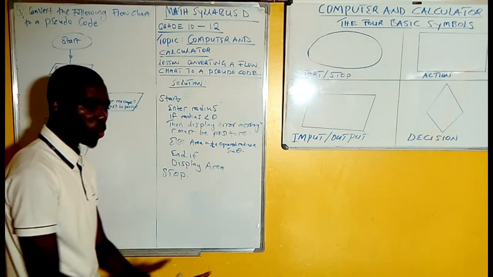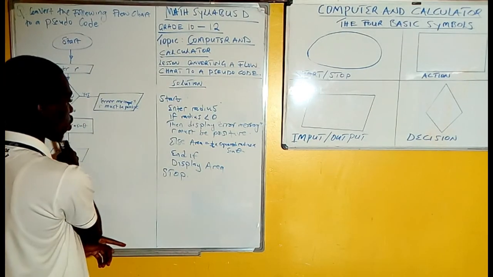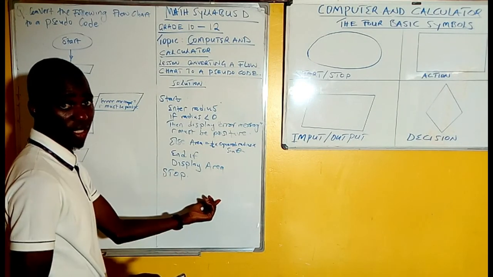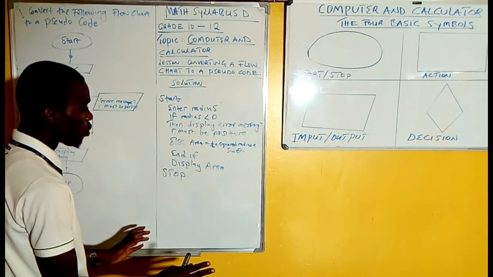Now, you can do a quick practice of this one. You simply erase this and try to reconstruct it back using this to prove if what you have done is the correct thing. Okay? So, this is how simple it is.